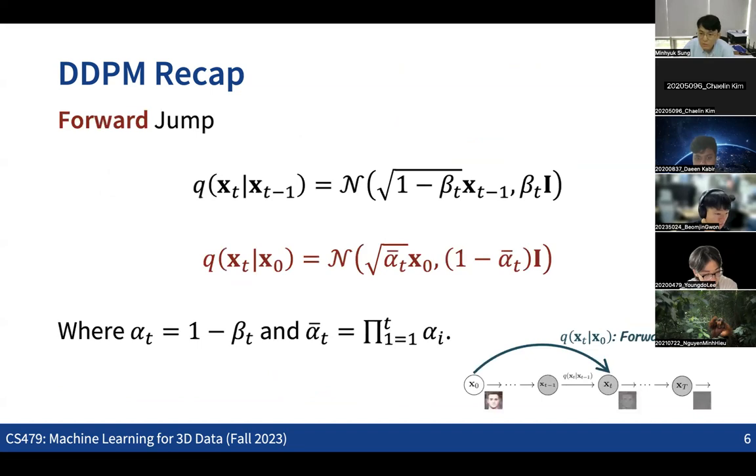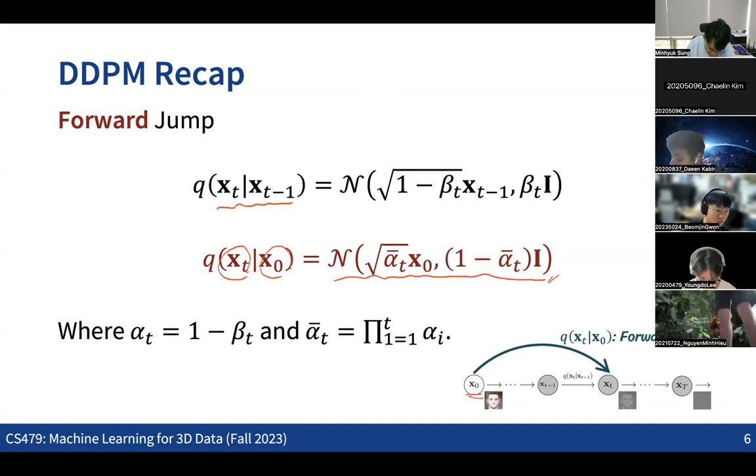Also, the good thing about having the definitions of our diffusion process is that we can directly jump from x0 to any arbitrary xt for an arbitrary time step t, and this jump from x0 to xt is also defined as a Gaussian. So we could derive that a stack of multiple Gaussian transitions can also be represented as a single Gaussian transition. This was the property that we could see.